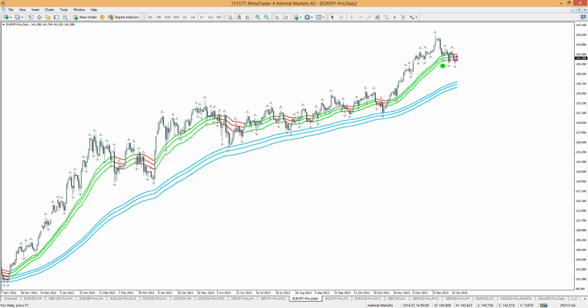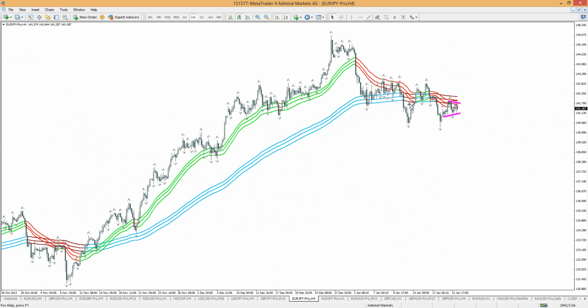The daily is still up, and we're back in the band here, which itself could be a bouncing spot. So with that said, we can put a trend line on these stops. If we break out of these stops, we know that we're back in the daily breakout to the upside.